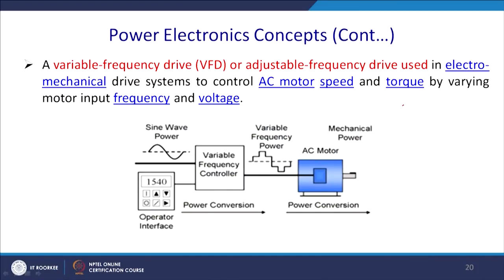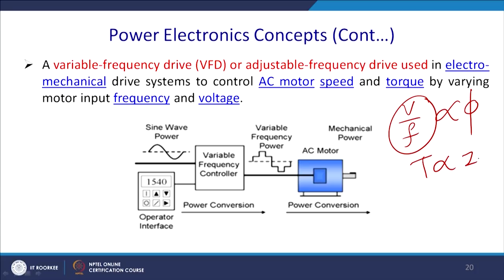Now, in the same way, when you require a wide range of speed variation, think about electric locomotives. One control is called V by F control. What happens if you control V by F? Essentially, you make the flux constant. So, torque will be proportional to only the current. If you keep the torque constant, current also remains constant.